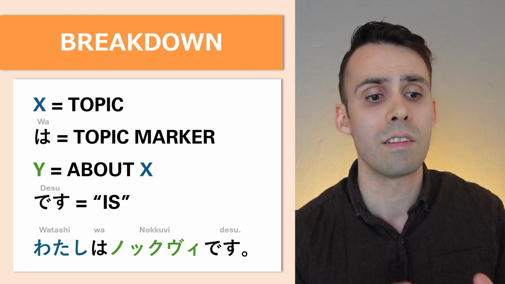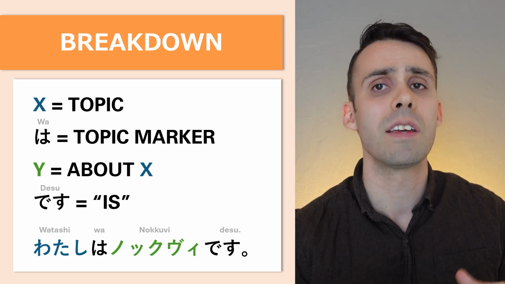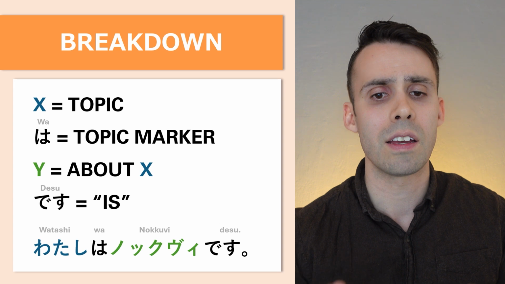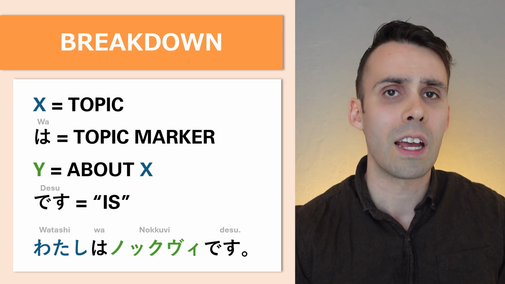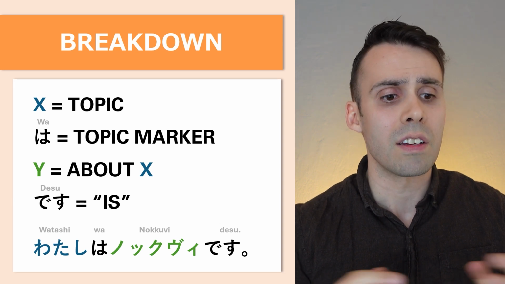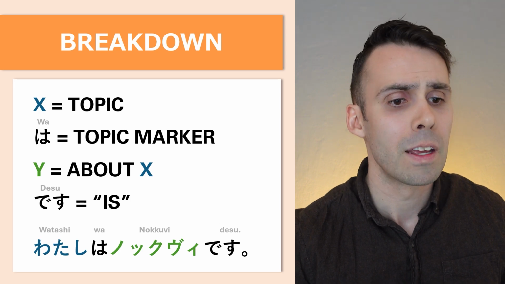So, watashi means I. Watashi wa, speaking of I, me. Watashi wa Nokui desu. So, I am Nokui. And you can, of course, insert your own name there. So, for example, if your name is Paul, you can say, watashi wa Paulu desu, etc., etc.